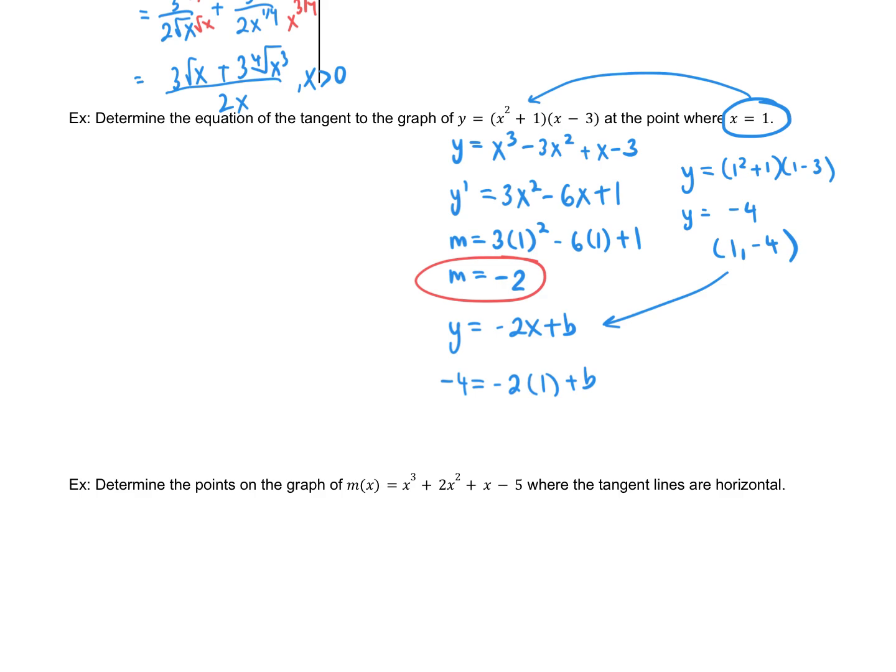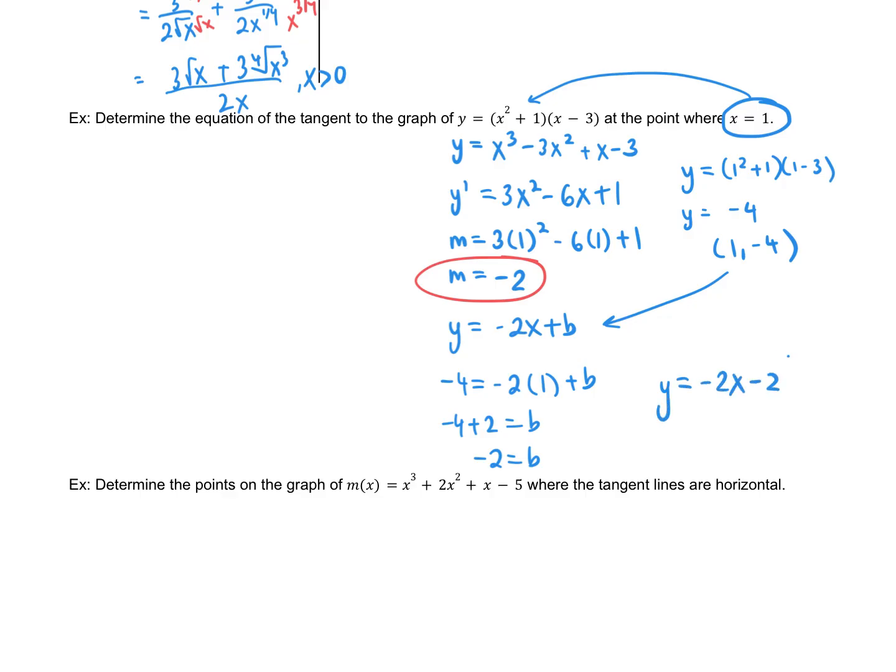Negative 2 times 1 is negative 2, and when we bring it over, it'll be positive. So the y-intercept is negative 2. And here's the equation of the tangent line when x is equal to 1.